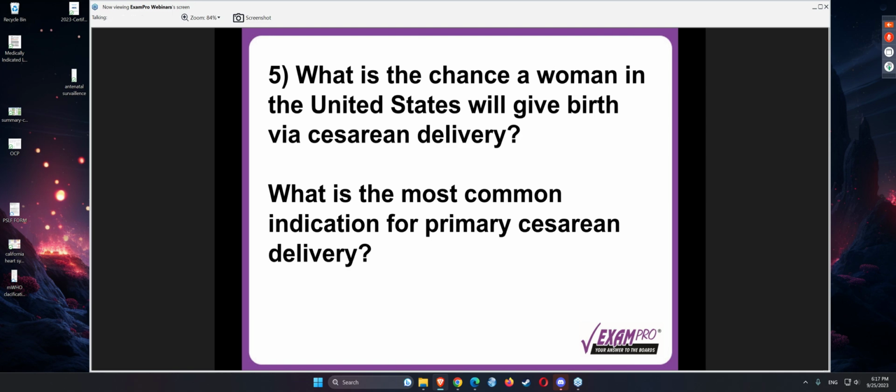For the first question, what is the chance a woman in the United States will give birth via cesarean? I don't know if that equates to the incidence of cesarean births in the United States. So that's 30%. And what is the most common indication? The first one would be fetal malpresentation. The second would be multifetal gestations. And the third would probably be placental abnormalities, so either accreta, percreta, or previa, or vasa previa.